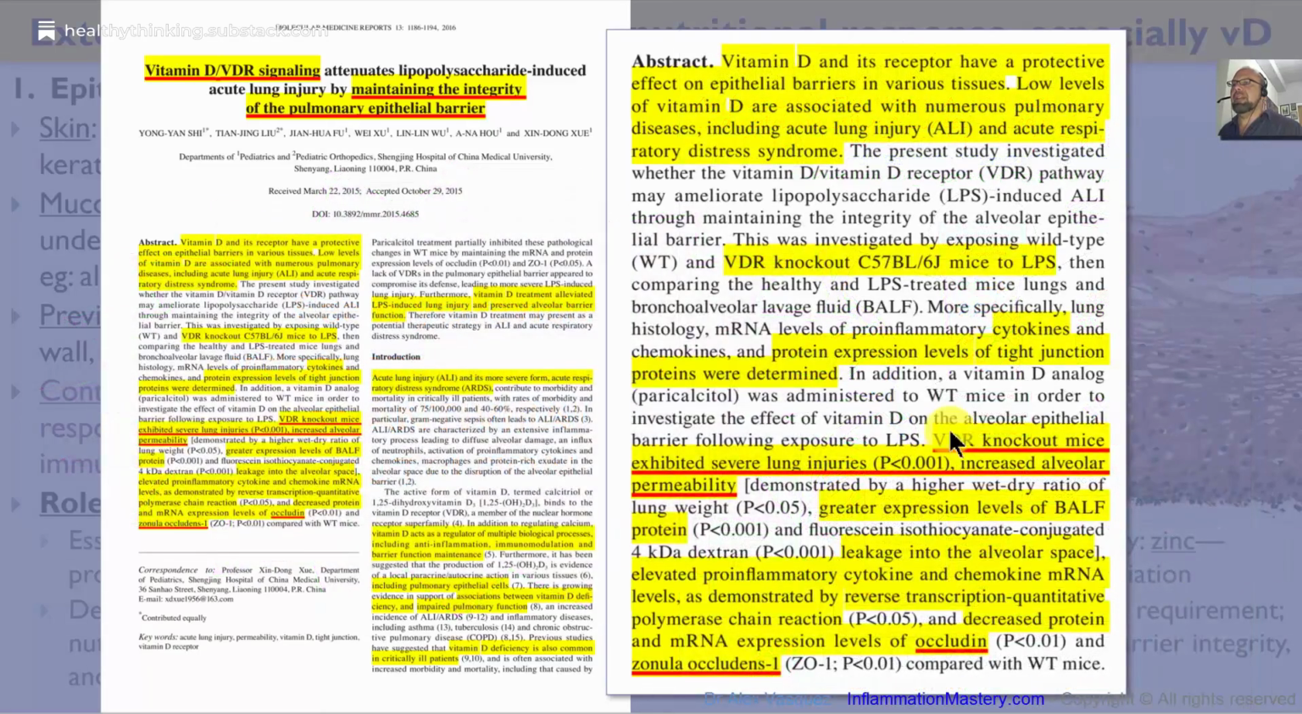So what they show here is that VDR knockout mice exhibited severe lung injuries and increased alveolar permeability, greater secretion of proteins, leakage into the alveolar space, and elevated pro-inflammatory cytokines. The vitamin D knockout mice also showed decreased protein expression of these intracellular junction proteins, in this case specifically occludin and zona occludens 1. So I think we can reasonably state that vitamin D and vitamin D receptor activity is important for maintaining the epithelial cell component of these external barriers.